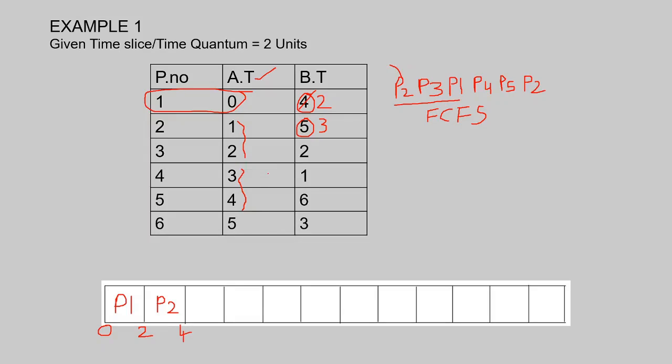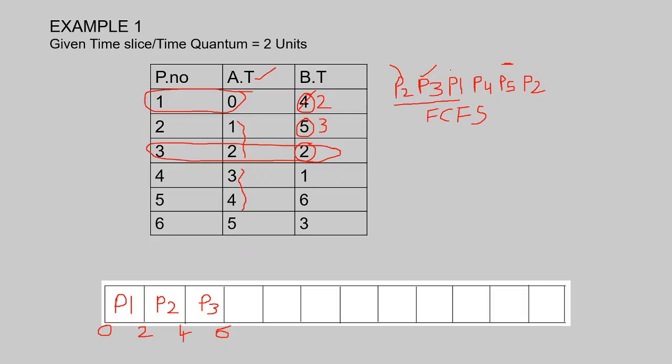Now from the queue, which is the next process? P3. Now select P3. P3's burst time is 2 units, and every process is given 2 units only. So P3 is going to complete its full execution. So 4 plus 2 is 6. And P3 has completed its full execution, so it will not be sent back to the queue now.